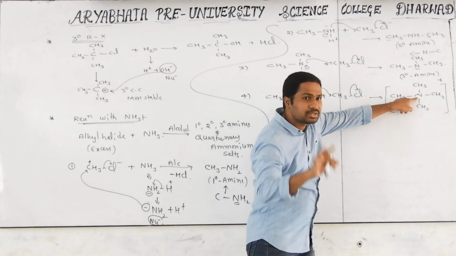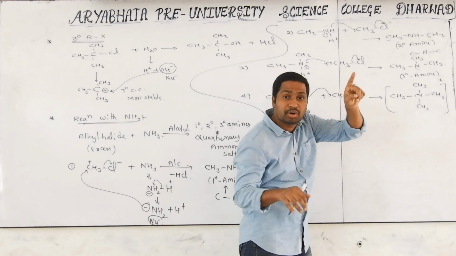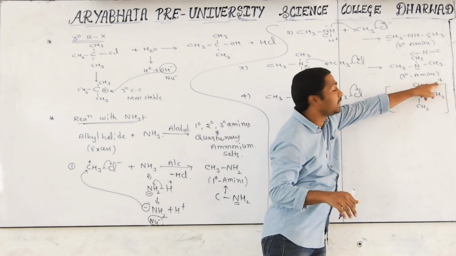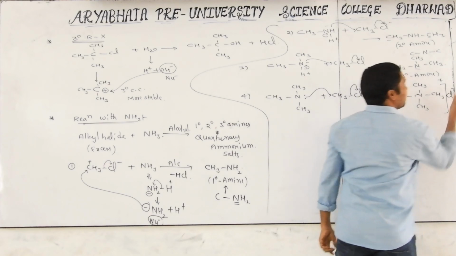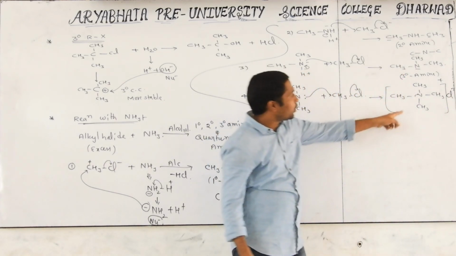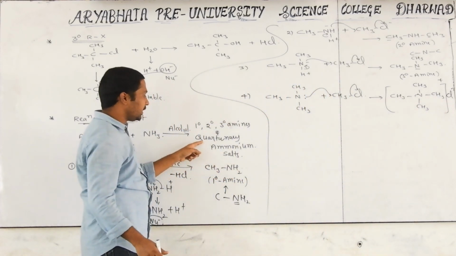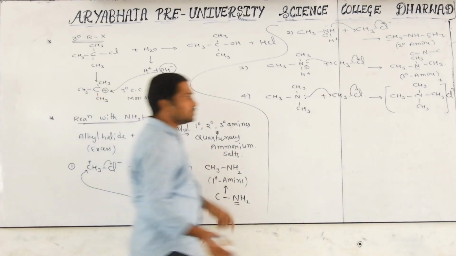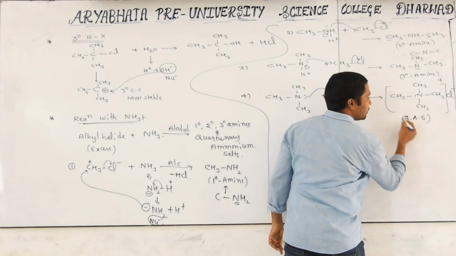Actually, nitrogen's capacity is how much? Three, but it has how many bonds? Four bonds. How much excess? One bond excess. Excess is always represented by plus. And what is joining with that one? Cl minus. Anyway, a positively charged particle and a negatively charged particle are called quaternary ammonium salts. So that's why we call it a quaternary ammonium salt.